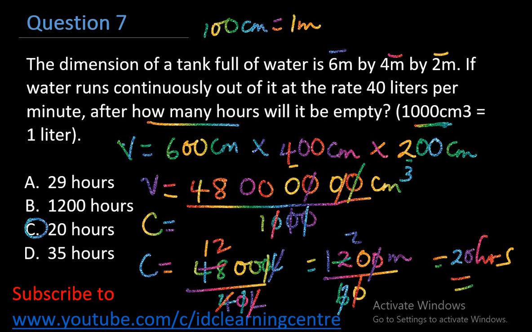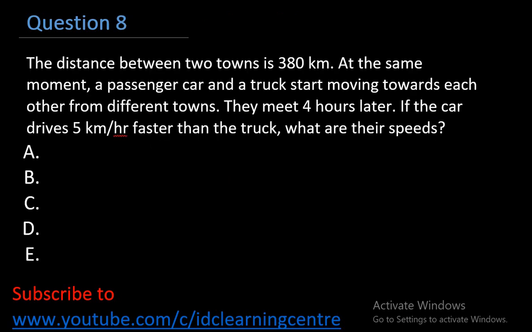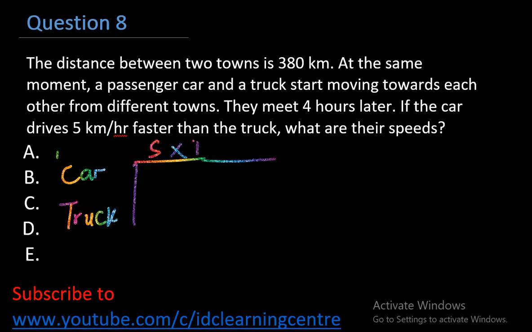Now the next question says, the distance between 2 towns is 380 kilometers. At the same moment, a passenger car and a truck start moving towards each other from different towns. They met 4 hours later. If the car drives 5 kilometers per hour faster than the truck, what are their speeds? This question is unwritten. So what we do, let's create a table. We have the car and we have the truck. Now in this table, we are going to show the speed, the time. You know, distance is speed times time and the distance.